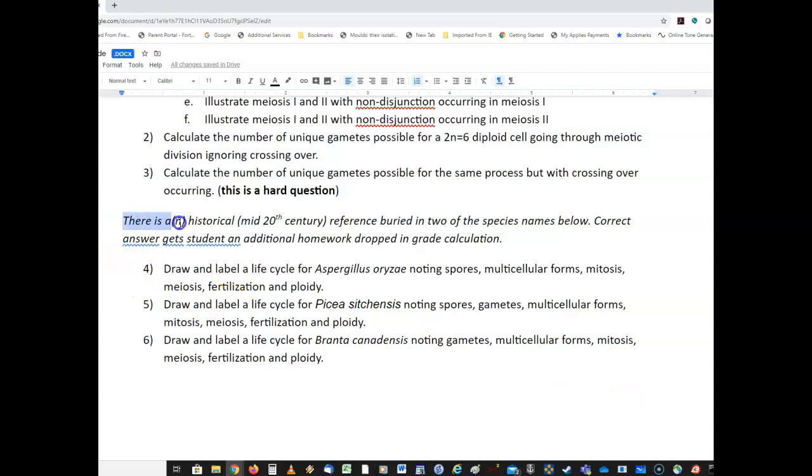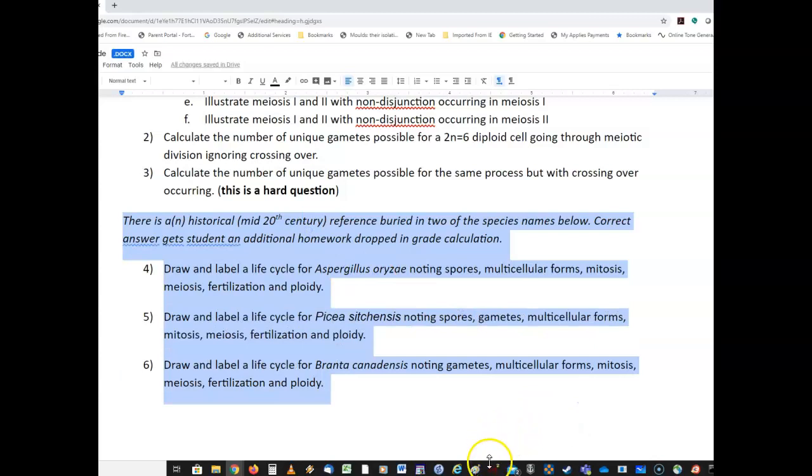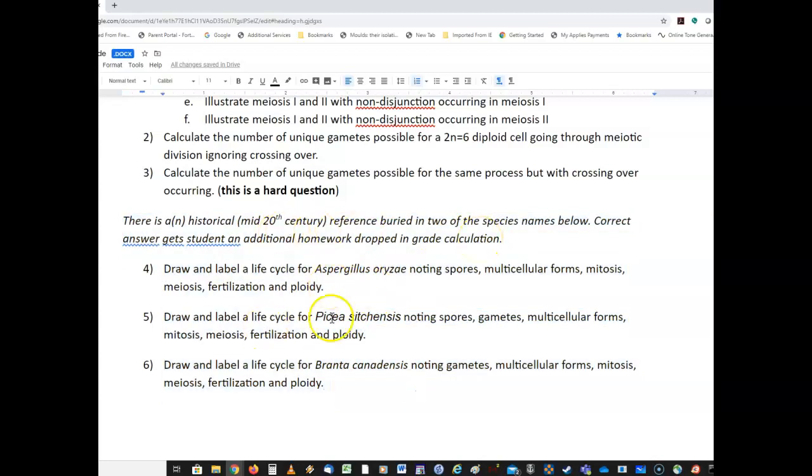And I've got a puzzle. When we look at these 3 organisms whose life cycles you have to draw, there is a historical reference, and I give you a clue. It's the middle of the 20th century. There's a kind of a pun, a historical thing that these 3 genus species names could lead you to if you're curious. If you figure it out, I'll drop a homework grade if you submit the answer to this puzzle right here in your homework. Tell me that you've done it so I remember to look for it.